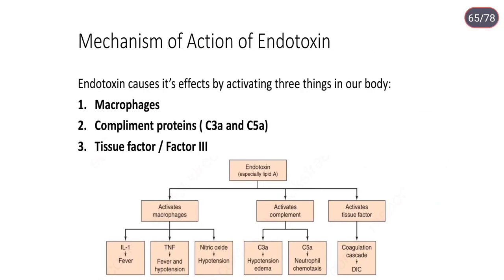Now, the mechanism of action of endotoxin. Endotoxin actually acts by three mechanisms, by activating three systems in our body. The first one is they activate macrophages, which in turn release some pro-inflammatory mediators like interleukin, tumor necrosis factor, and nitric oxide, which exert effects on our body. The second one is they activate the complement system by the alternative pathway. And the third one is they activate tissue factor or factor 3, which causes DIC.